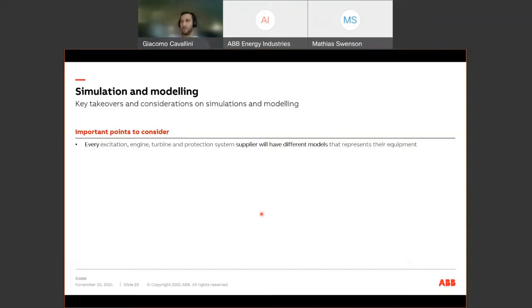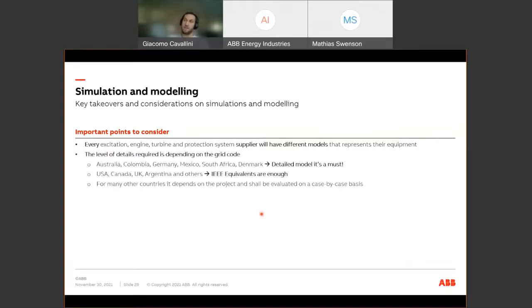The important point to consider for grid code compliance is that every excitation system, engine, turbine, and protection system supplier will have different models representing their equipment. And the level of detail required depends on the grid code. In Australia, Colombia, Germany, Mexico, South Africa, and Denmark, for example, detailed models are normally a must. While for North America, the UK, Argentina, and other countries, IEEE equivalents might be enough for the studies. For many other countries, it depends on the project and shall be evaluated on a case-by-case basis. This really depends on the country.